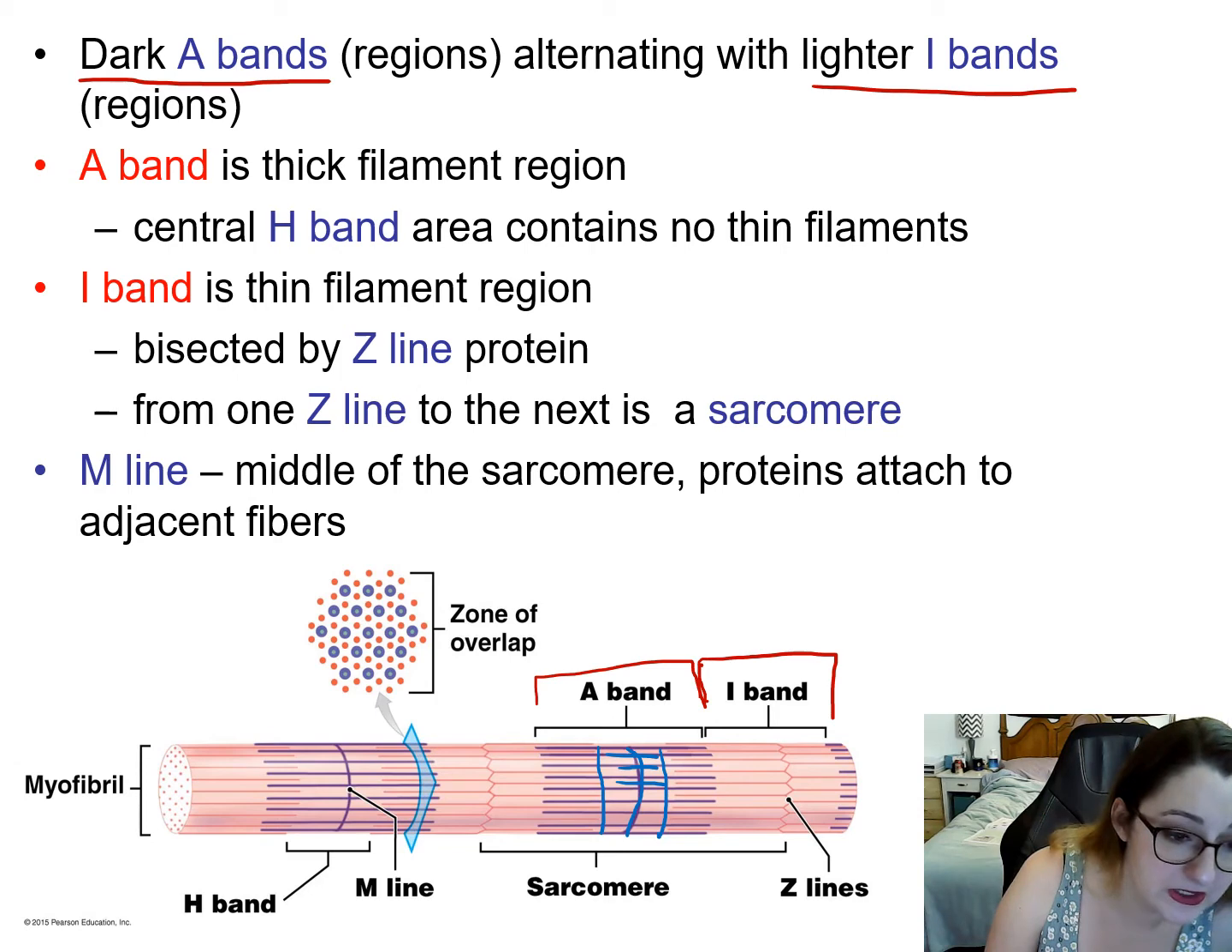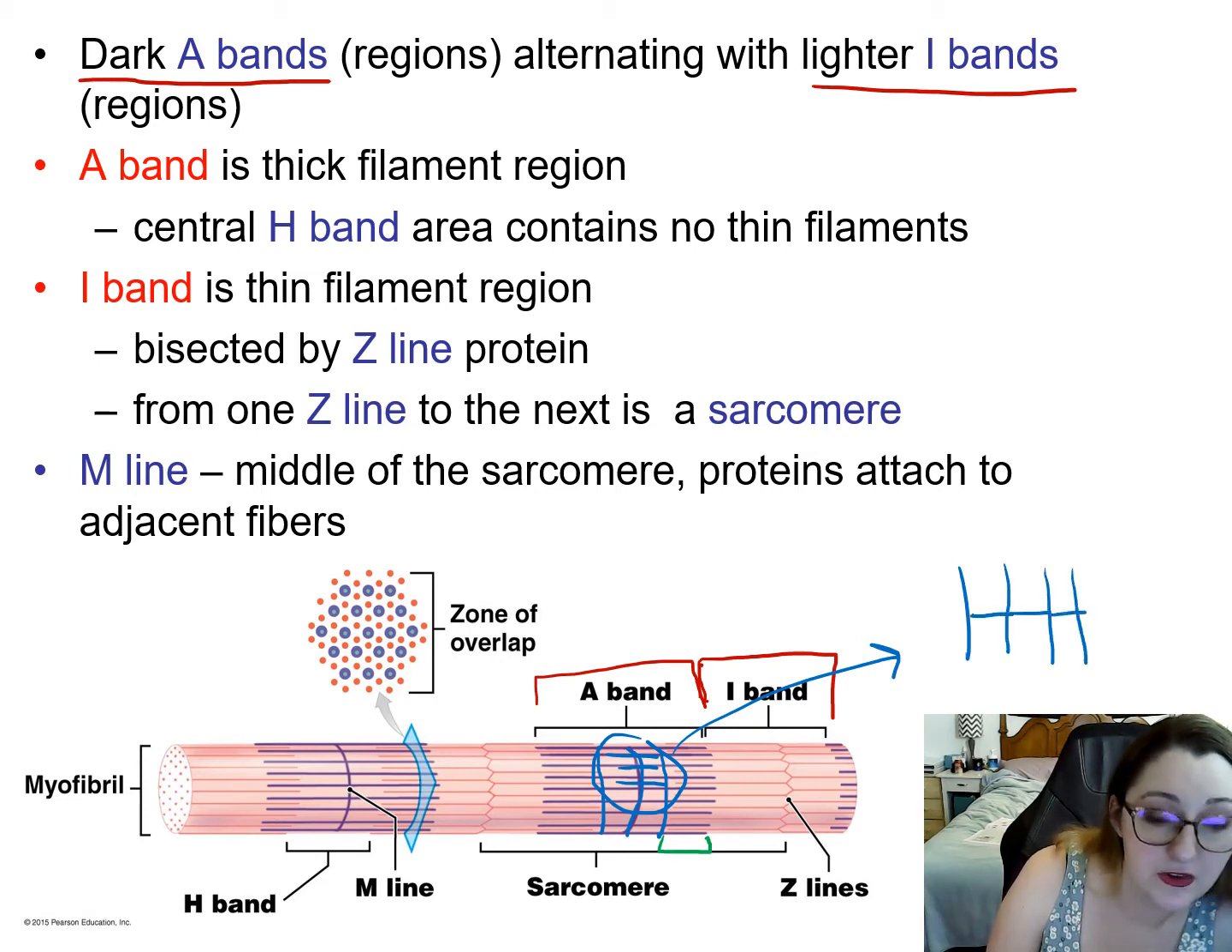You'll notice further over right here that you have this overlapping of the I band filaments, the thin filaments, overlapping into where you have those thick filaments from the A band. So the H band is going to stop just before there. And you'll notice that if you turn this on its side, it makes H's that are sort of lined up next to each other. If you use your imagination, it looks like an H.